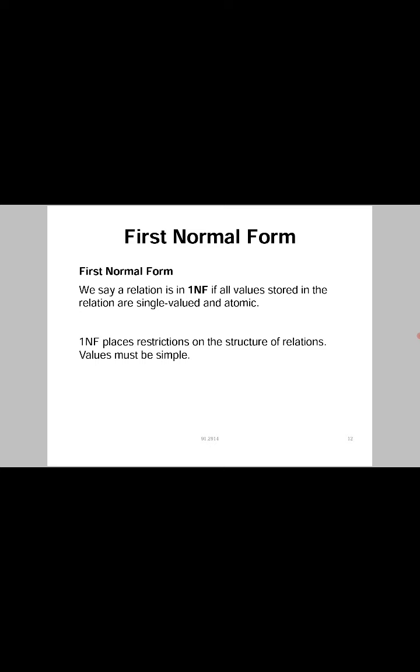That is called atomic. Single valued means it should have only one value in that column or field, not more than one. There should be one value in each and every column. One value should be accommodated in a field or a column.